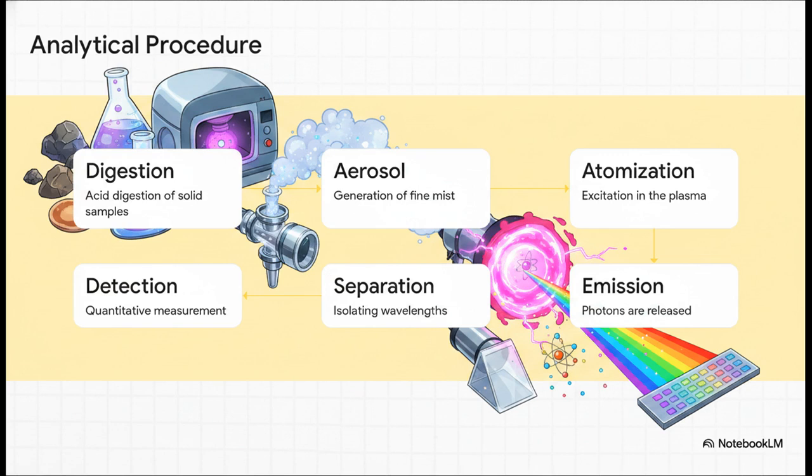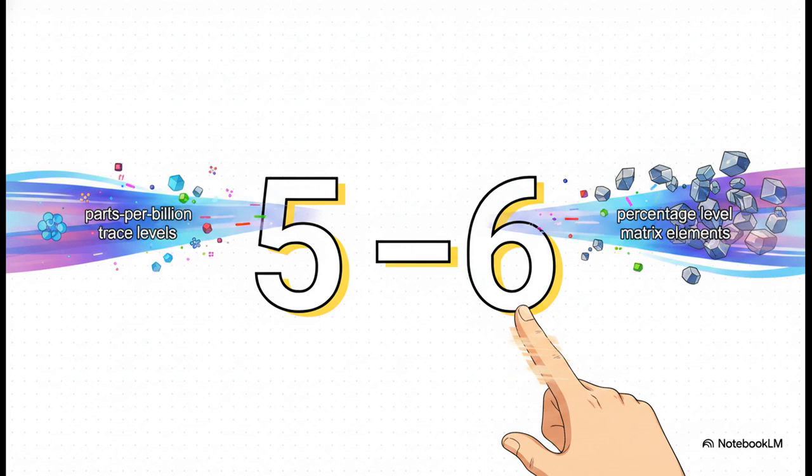We generally start by dissolving solid samples in really strong acids, usually under high heat and pressure in a microwave digester. Once we've got a perfectly clear aqueous solution, we feed it into the instrument. That generates the aerosol, atomizes it in the plasma to trigger those electronic transitions, and finally separates and detects those emitted wavelengths. And I want to highlight a really crucial number for you here.